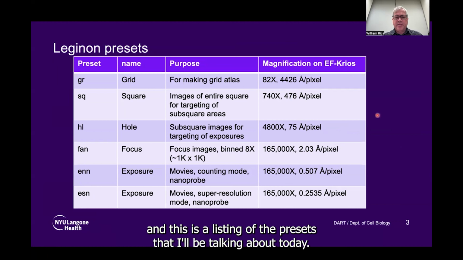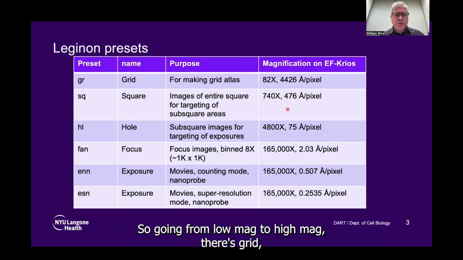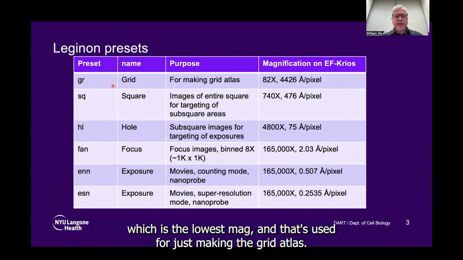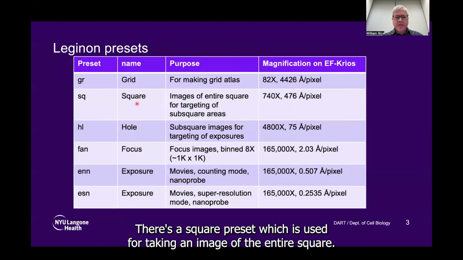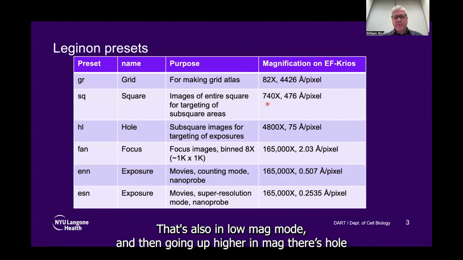So Leginon, like most low-dose software, has several presets that you have to define in it, and this is a listing of the presets that I'll be talking about today. Going from low mag to high mag, there's grid, which is the lowest mag, and that's used for just making the grid atlas. There's a square preset, which is used for taking an image of the entire square. That's also in low mag mode.